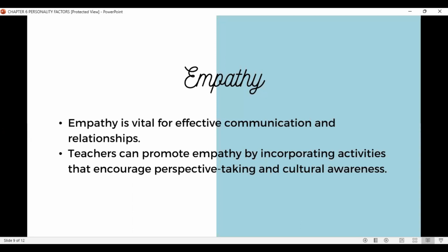Empathy. Empathy, understanding and sharing others' feelings, is vital for effective communication and relationships. In language learning, empathy enables students to connect with others, understand cultural nuances, and engage in intercultural interactions with sensitivity. Teachers can promote empathy by incorporating activities that encourage perspective taking, cultural awareness, and cross-cultural communication skills. Next slide.